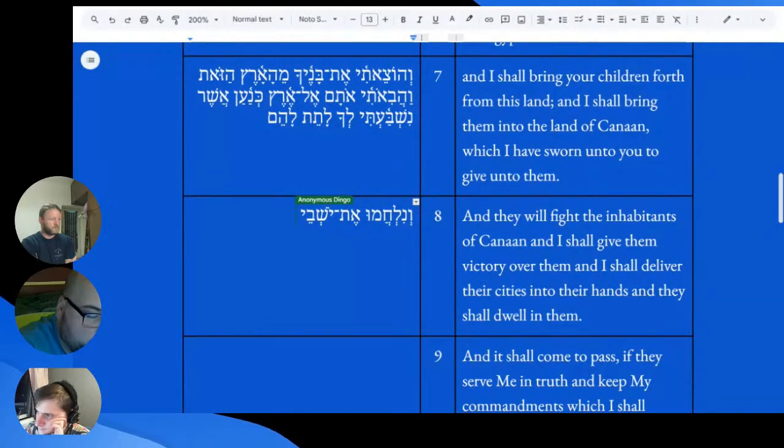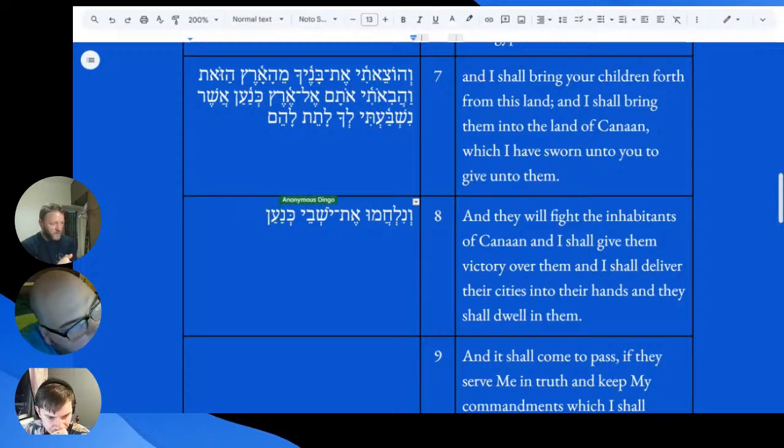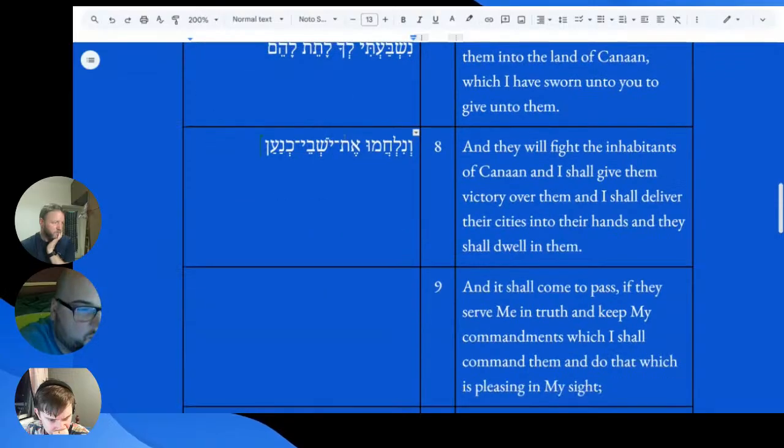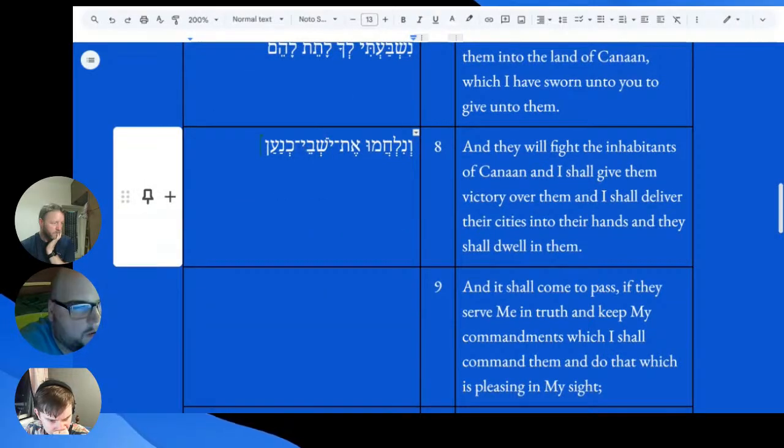Yoshve Canaan. And because it's construct, in the cantillation the Yoshve and Canaan would be joined together as far as pronunciation, and so the kaf would be soft. I see what you're saying. Yoshve Canaan. Are they both patachs here? Yep. Okay. Yoshve Canaan. And I shall give them victory over them.